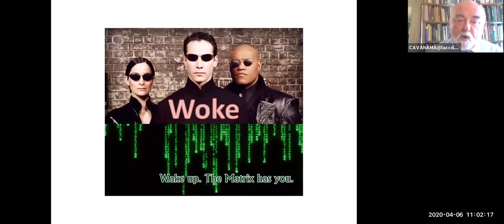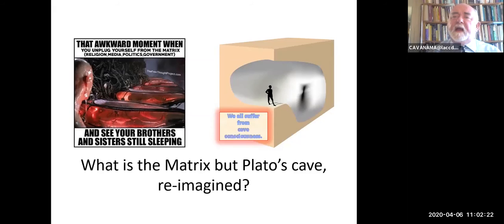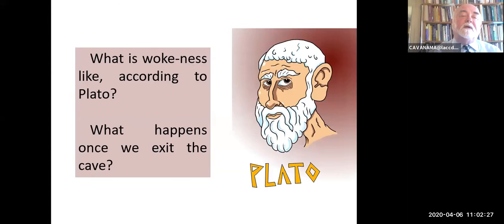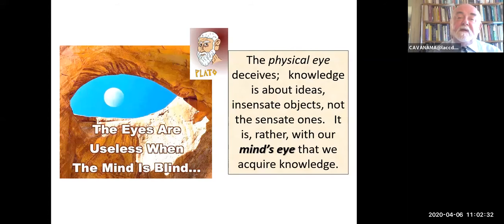What is the Matrix except Plato's cave reimagined? And what is wokeness like according to Plato? What happens when we exit the cave? For Plato, the physical eye deceives. Knowledge is about ideas, about insensate objects, not the sensate ones. And it's with the mind's eye that we acquire knowledge. So the eyes are useless if the mind is first blind. Most of us, Plato thinks, walk about with our mind's eyes wide shut.